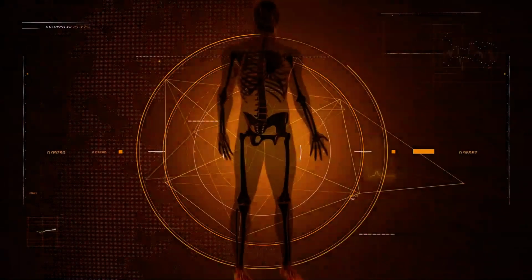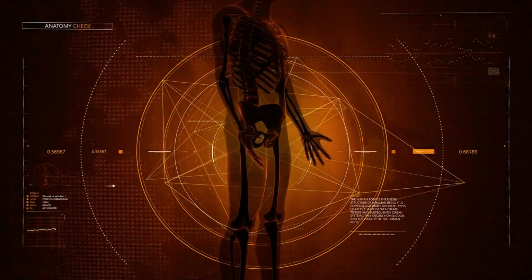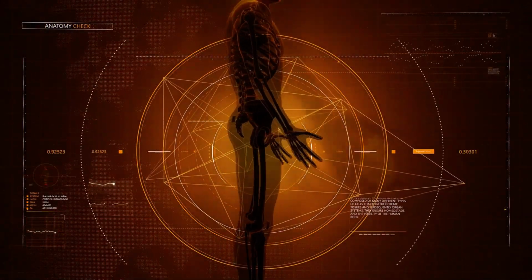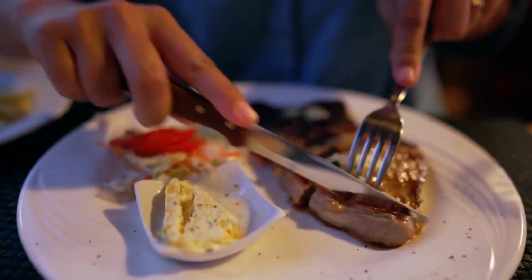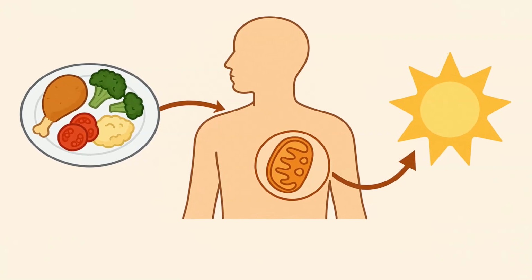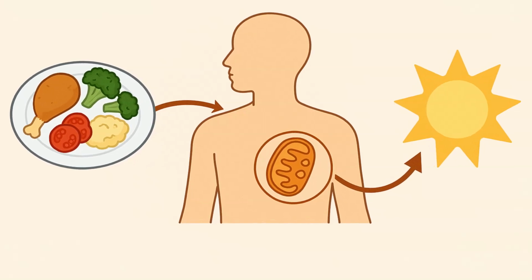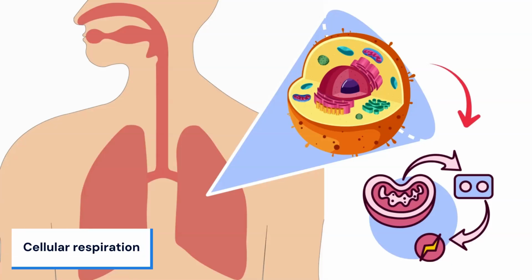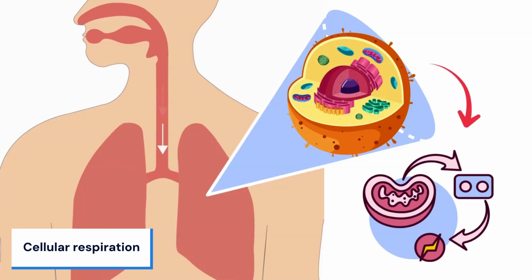All living things need energy to stay alive and carry out activities like moving, growing, and repairing cells. This energy comes from the food we eat, but the body can't use food directly. It must first be broken down in cells through a process called cellular respiration. Cellular respiration is like a tiny power plant inside every cell that releases energy from glucose.